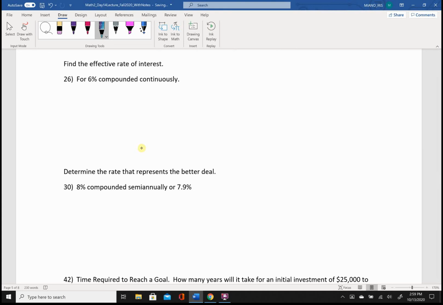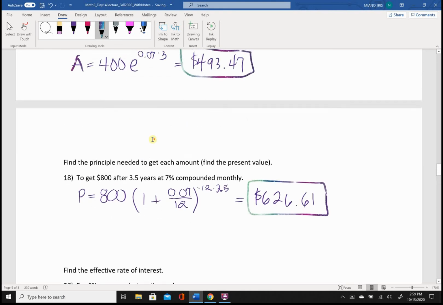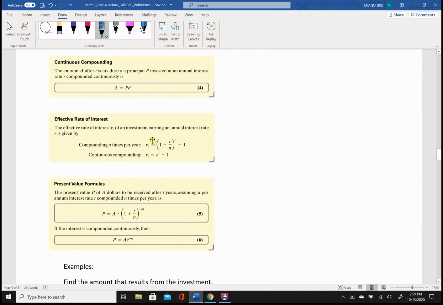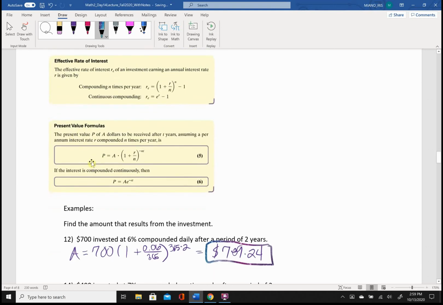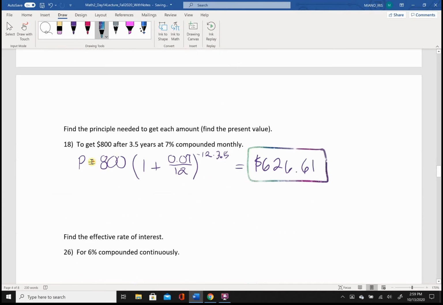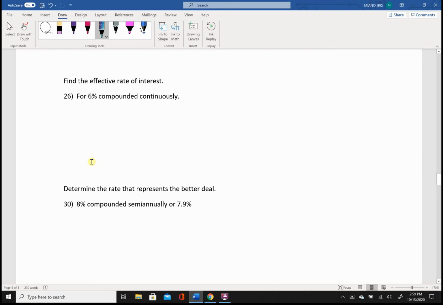Now we're going to find the effective rate of interest, and since we're compounding continuously, if I go back to my formulas, I know that I'm going to be using this formula right here. R sub E equals e to the R minus 1. So here we go. I just need my R value, which is 6%. So therefore, R sub E equals e to the 0.06 minus 1. And be very careful.